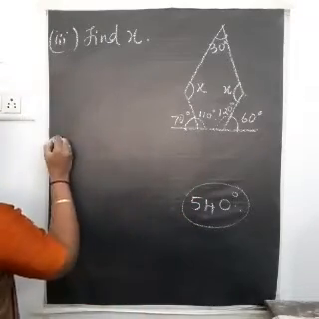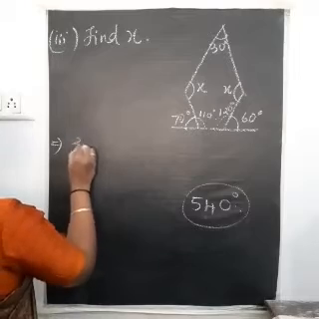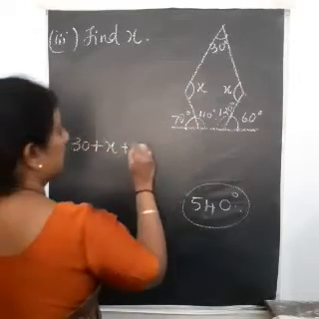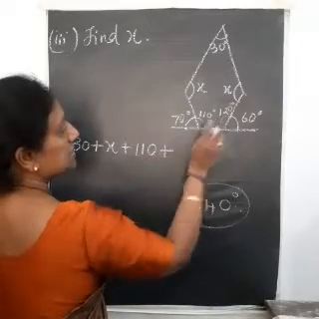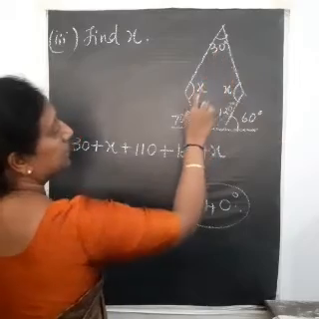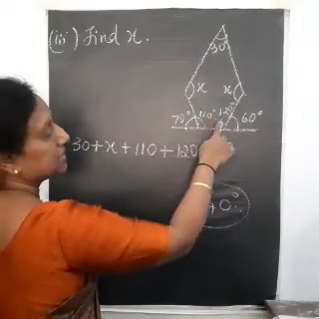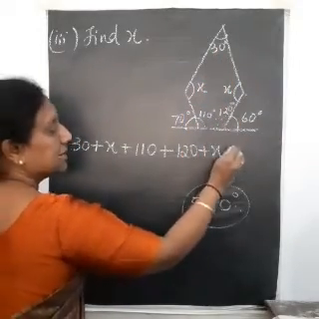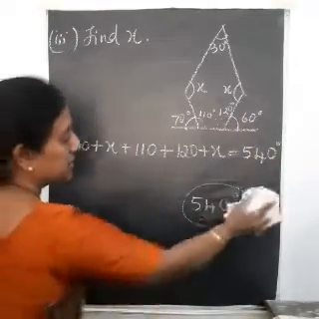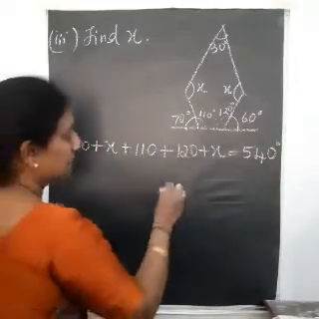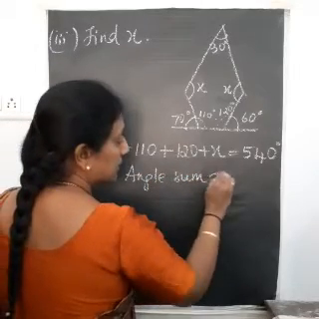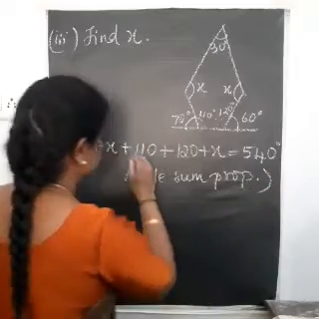540. So that implies 30 plus x plus 110 plus 120 plus x is equal to 540 degrees. 540 degrees, this is by angle sum property. Okay. Now, let us continue.